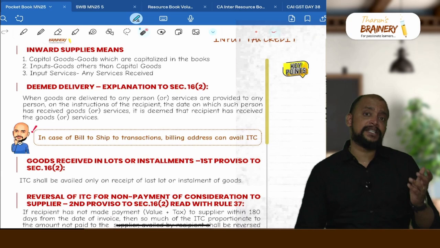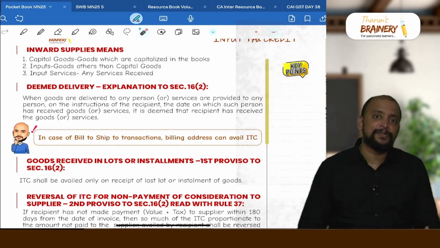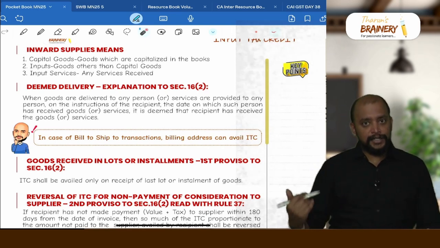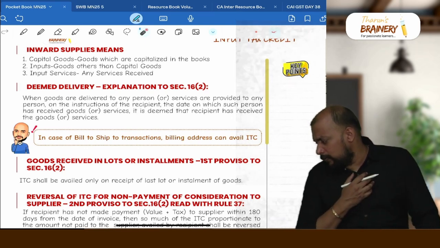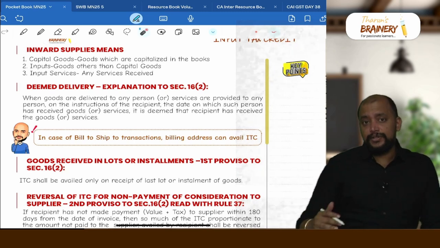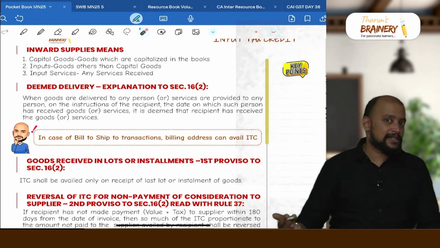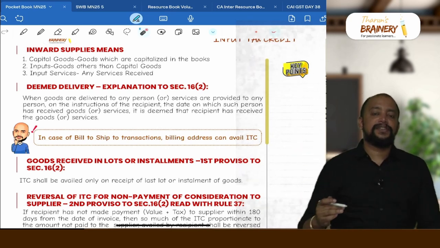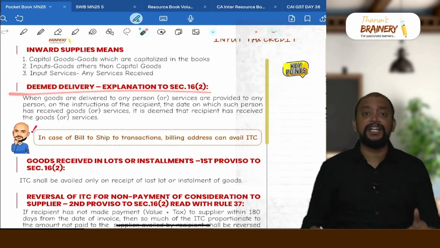Then what is the meaning of inward supplies on which ITC can be availed? It can be inputs, input services, capital goods. Inputs means any goods other than capital goods. Capital goods means those which are capitalized in the books. Those charged to P&L will come under inputs, those capitalized will be called capital goods, and input service means any service which is received, and this should be used in the course or furtherance of business. Then we have a concept of deemed delivery.